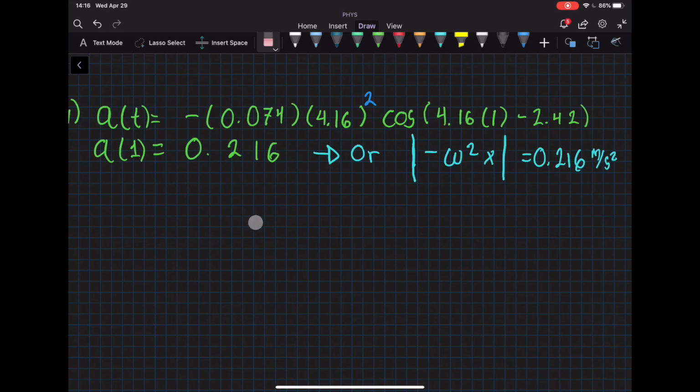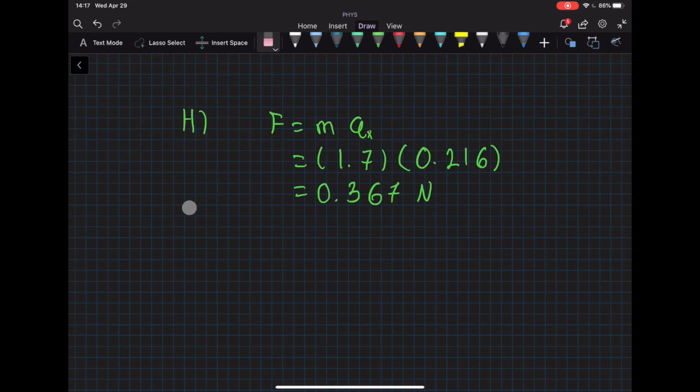For the acceleration, same case. We use that formula after taking the derivative, and we get 2.16 absolute value, and it's 2.16 meters per second squared.